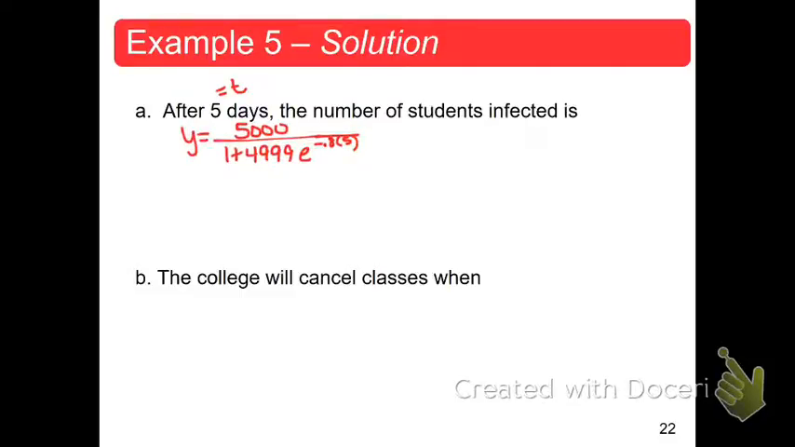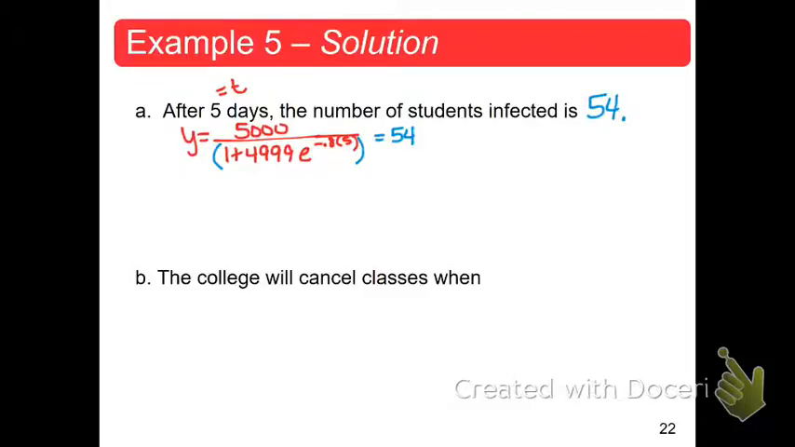Okay, so we've plugged this into our equation, and we need to make sure we plug it into our calculator. Now be really careful on how you do this. Remember, this entire bottom needs to go in parentheses because we're saying we're taking 5,000 divided by all of that. We plug this into our calculator, and we get just a little bit more than 54, but we're talking about the number of students, so you can't have a piece of one. So it says after 5 days, the number of students infected is 54, period.